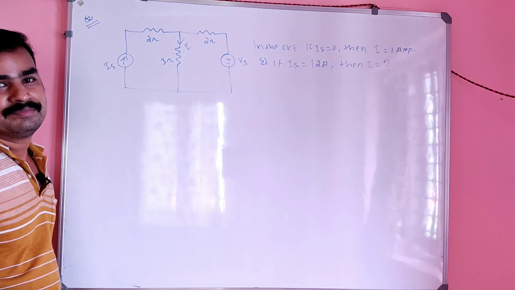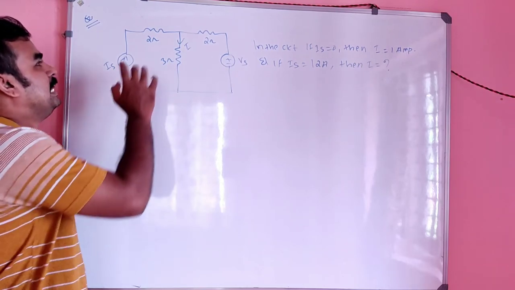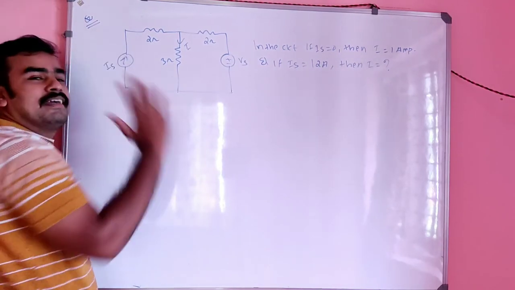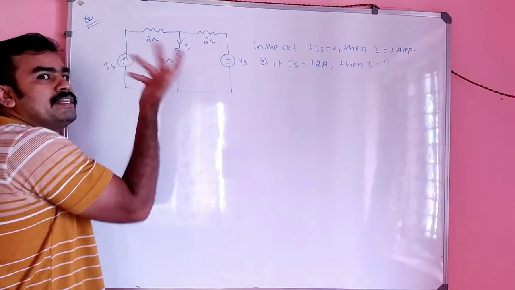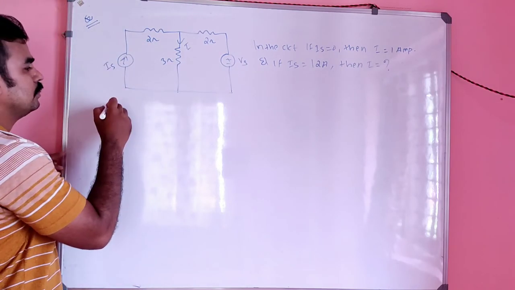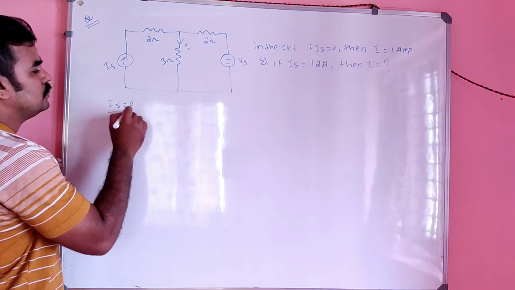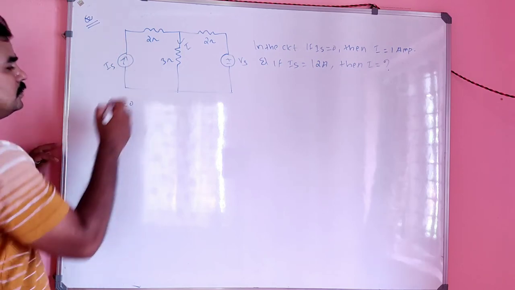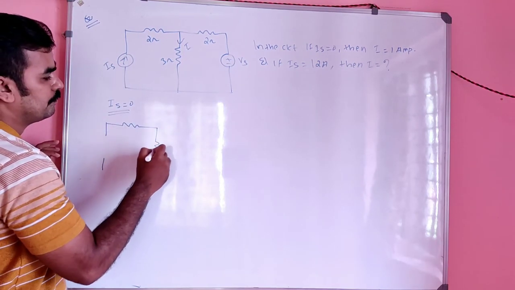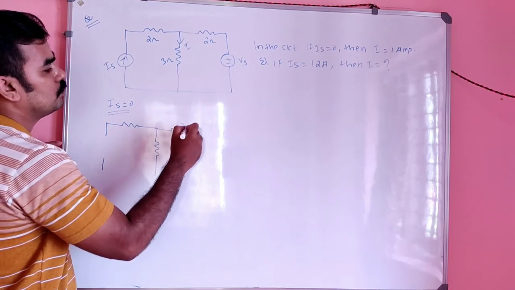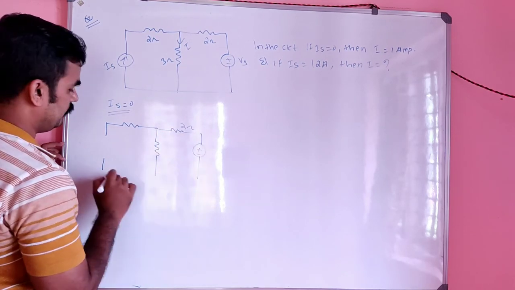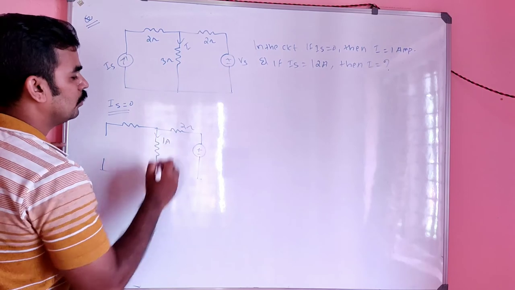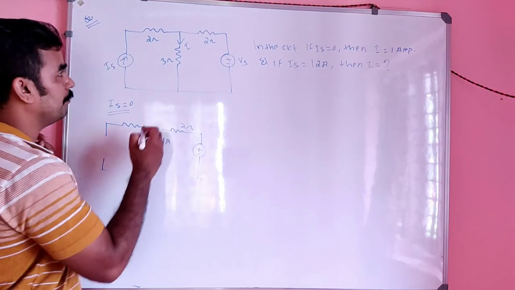See, carefully observe the question. If Is is equal to 0, what does it mean? It is an open condition, right? There is no current means it is an open circuit condition. So you can write Is equal to 0 condition, it will be open circuited, no? There is only 2 ohm and Vs, and that current I will be equal to 1 ampere.